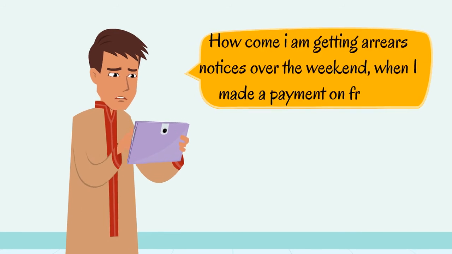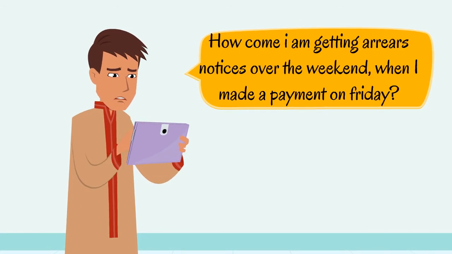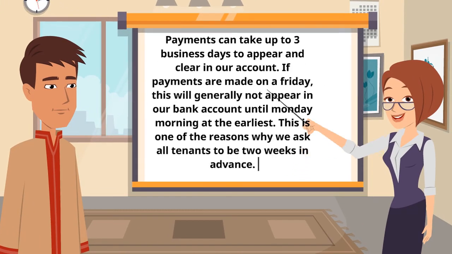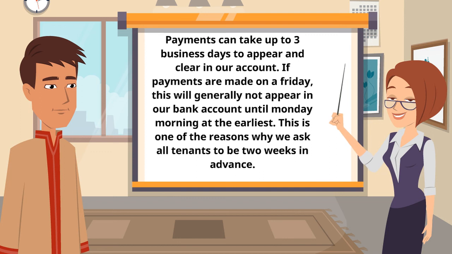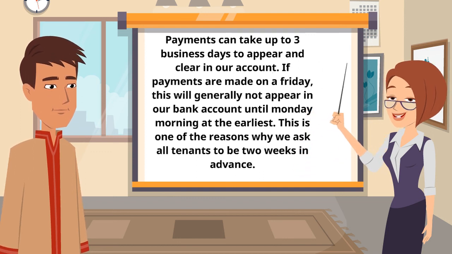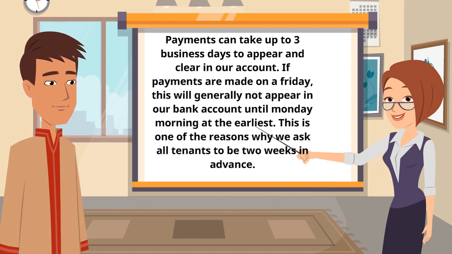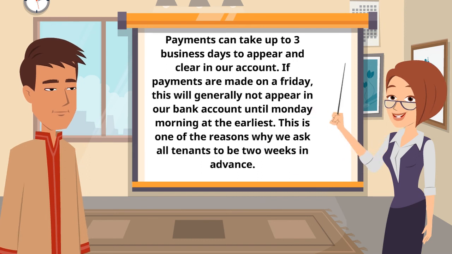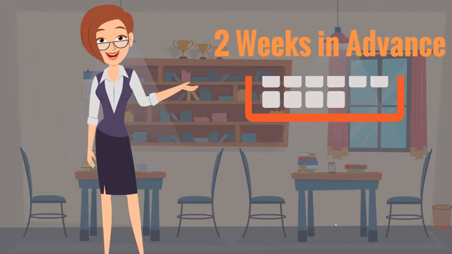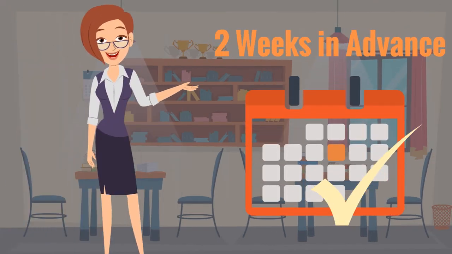How come I am getting arrears notices over the weekend when I made a payment on Friday? Payments can take up to 3 business days to appear and clear in our bank account. If payments are made on a Friday, this will generally not appear in our bank account until Monday morning at the earliest. This is one of the reasons why we ask all tenants to be 2 weeks in advance.